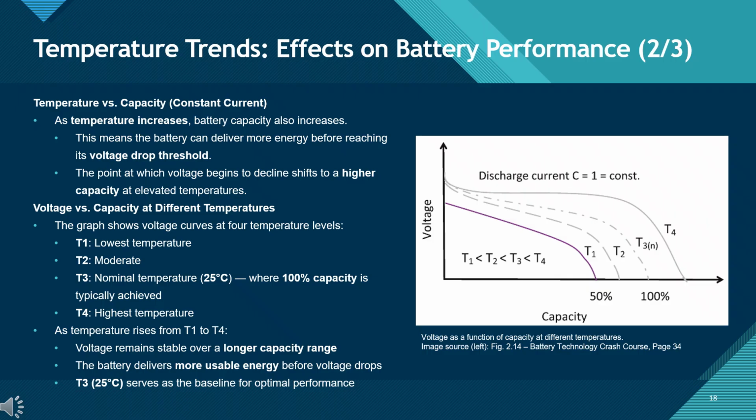As we move from T1 to T4, you'll notice that the voltage curves extend further along the capacity axis. This indicates that the battery performs better at higher temperatures in terms of capacity. However, it's important to remember that while performance improves, higher temperatures can also accelerate aging and reduce long-term reliability.